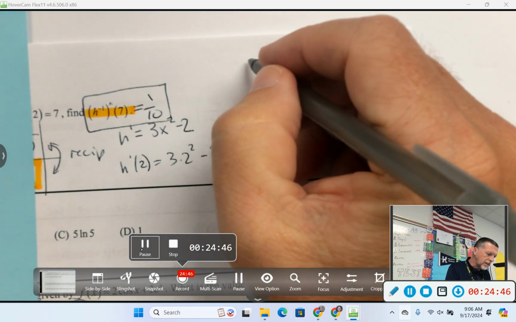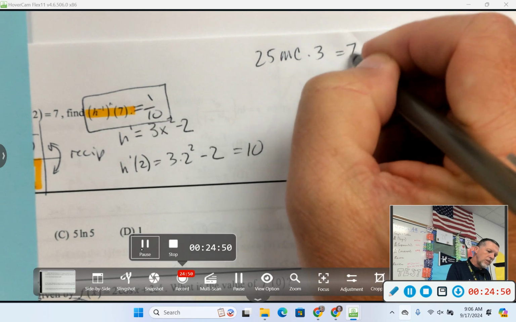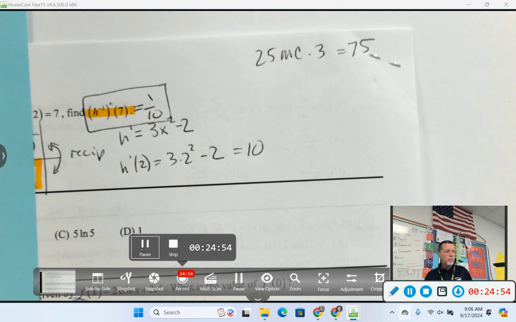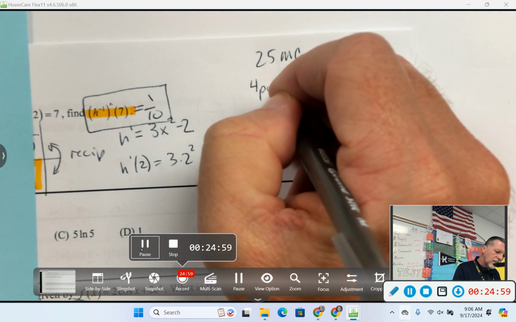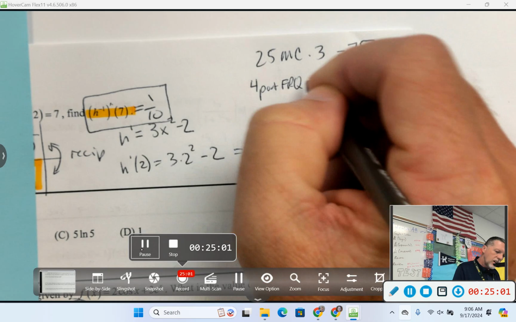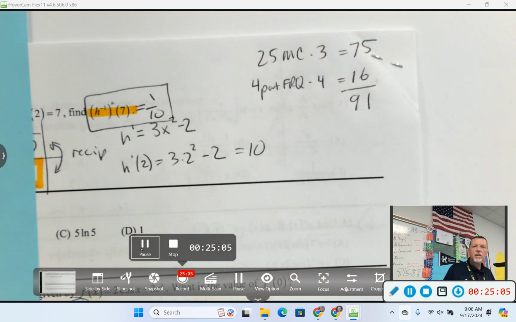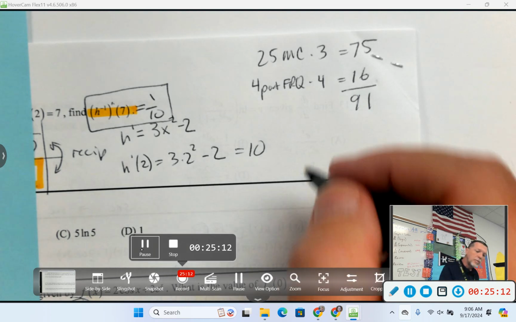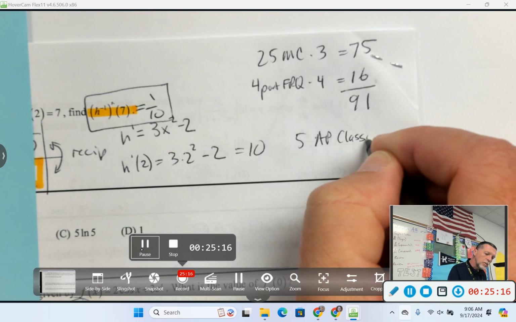So looking at the test, there's 25 multiple choice. Those will be 3 each. There's a 4-part free response question. 4 points each, so that's 16. So I'll give you a free 9 points. Right, you miss everything, you still make a 9. Plus the 5-point AP classroom bonus, or potential bonus anyway.